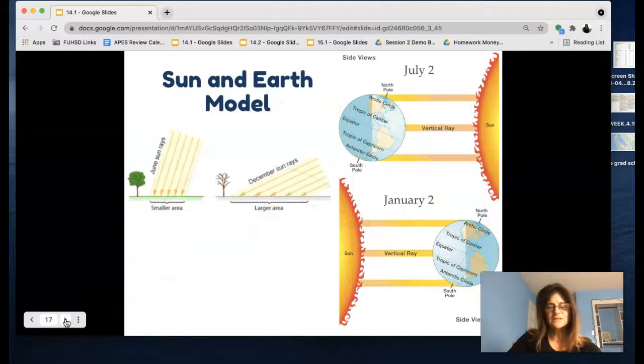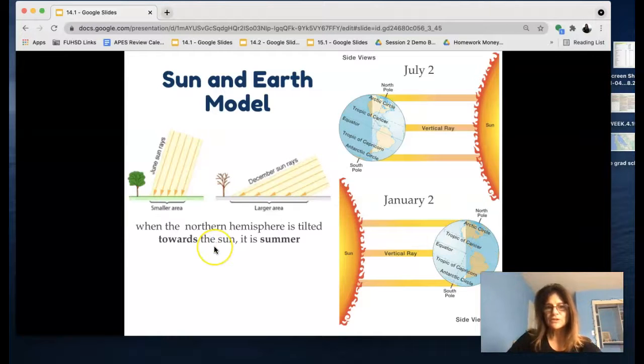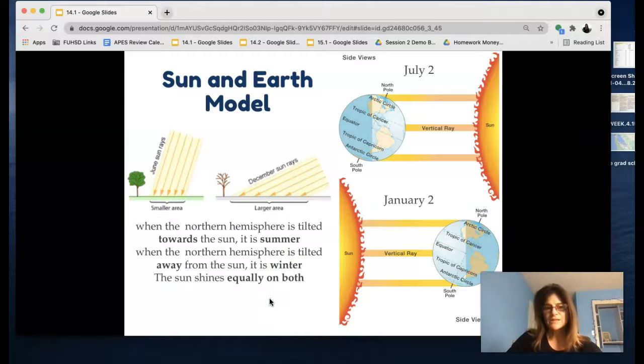The reason for the seasons is what that video just showed us. The Sun shines onto the Earth at different angles depending on the time of year and the location. So we live in the northern hemisphere, and when the northern hemisphere is tilted towards the Sun, it is summer. That's what you're looking at in the top part of this diagram. When the northern hemisphere is tilted away from the Sun, it is winter. And of course, it's the opposite in the southern hemisphere. The Sun shines equally on both hemispheres in spring and fall.